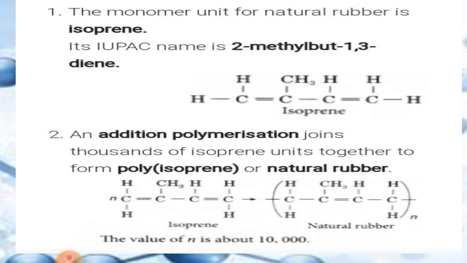See in the structure of natural rubber and the structure of isoprene, there is a difference in the position of the double bond. In isoprene, two double bonds are there and it is a diene. In natural rubber, a single double bond is there. As this carbon opens, it links with another monomer molecule, and the double bond is converted into a single bond. The fourth carbon again links with another monomer molecule, and here the double bond converts into a single bond.